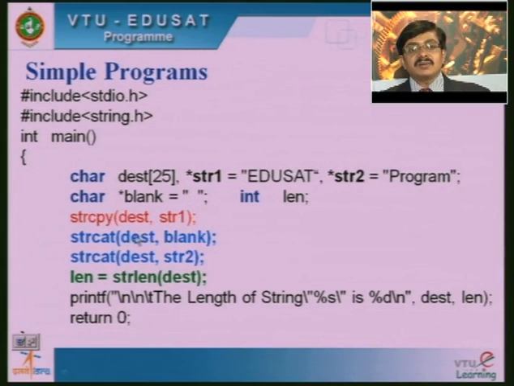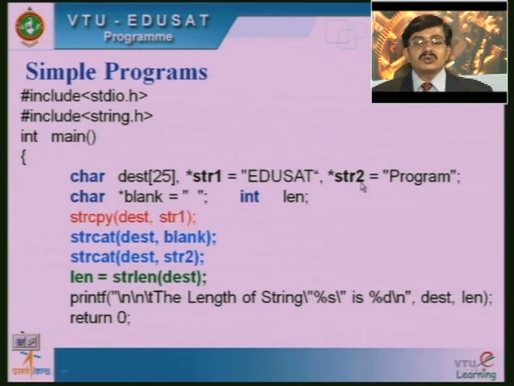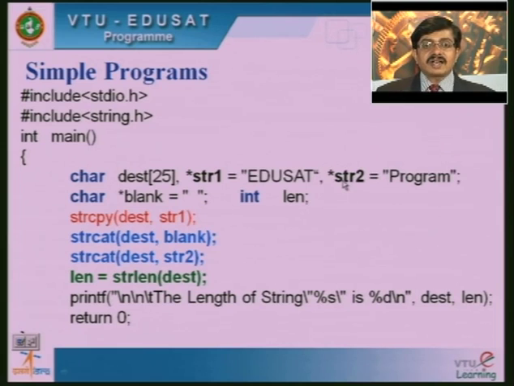Now one simple program we will see where exactly we use the string handling library functions. When you are using the string handling library functions, we must use the string.h header file. Here I am declaring dest as the destination, an array of 25 characters, and str1 is a pointer to char, which is holding the string edusat. str2 is another pointer to char, which is holding the string program. Now I am using another pointer to char, blank, which is holding a single space to leave a space between the two strings. I am using even another integer variable called length.